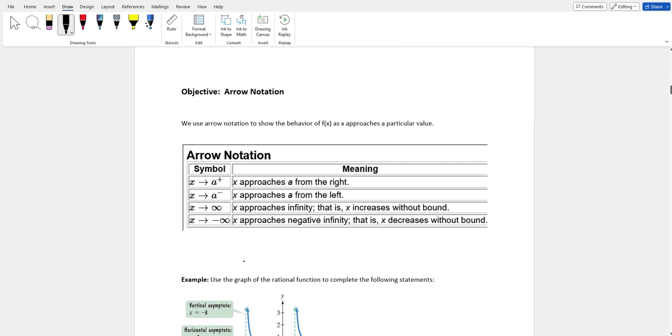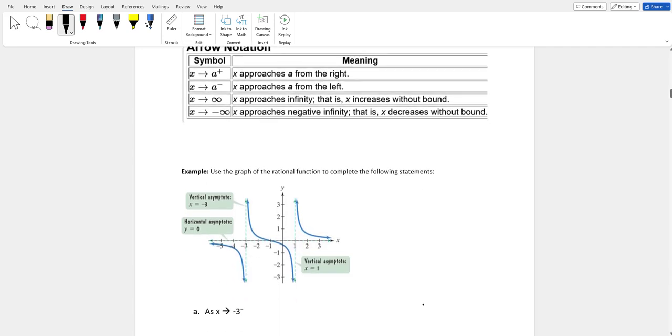Next, we're going to talk about arrow notation. We use arrow notation to show the behavior of f of x as x approaches a particular value. So in this first one, we have x is approaching a. You got a plus sign up here. That means x approaches a from the right. Here you have x approaching a and you have this negative sign. That means x approaches a from the left. Then you have x approaching infinity, and then you have x approaching negative infinity.